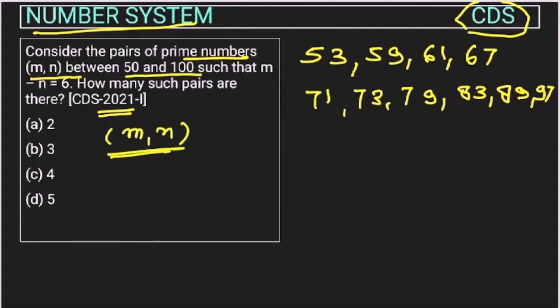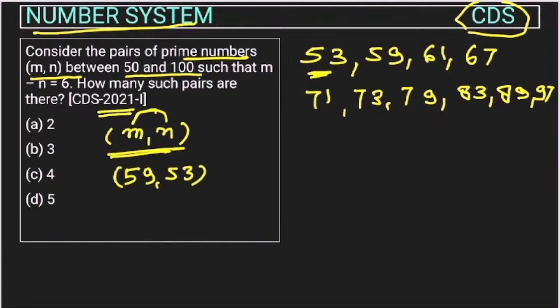We have to make a set of two prime numbers such that the difference between them is 6, that is m minus n is 6. I'm starting from here, because even if the difference is minus 6, we just change the pair. So let's start with 53. Can it be 59? 59 minus 53 is 6, so one pair is 59 and 53.